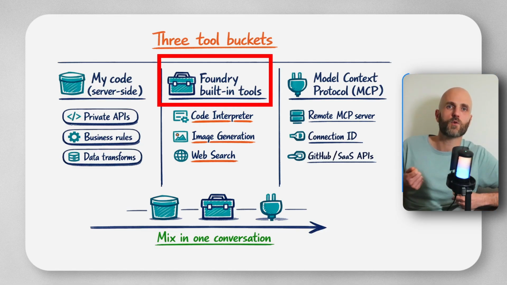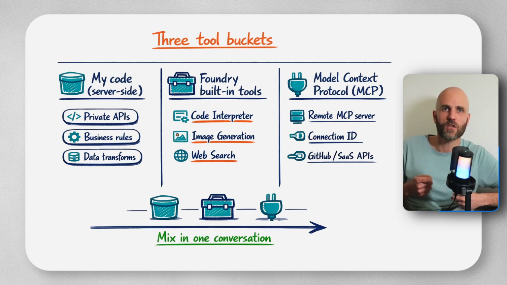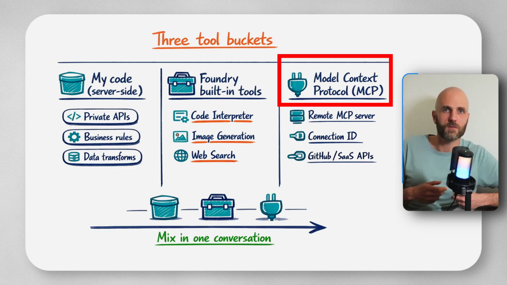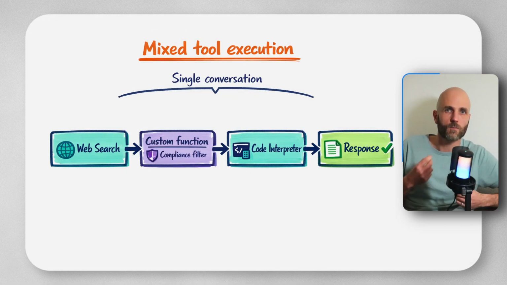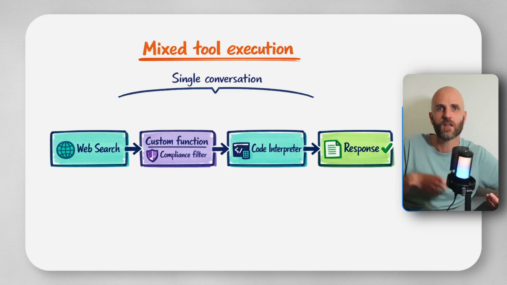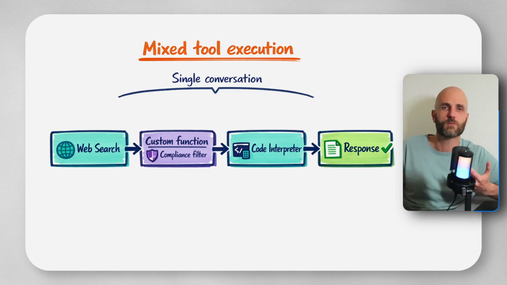And second is Foundry built-in tools, things like code interpreter, image generation, and web search. I include those tools when I create the agent version, and then the agent can call them just like any other tool. Third is Model Context Protocol connections. That's how I connect to remote MCP servers for external services like GitHub or SaaS APIs. In the agent definition, I reference them by connection ID, and then the agent can call out to those remote services through that MCP connection. And the power is that I can really mix all three. For example, I might use web search to get fresh info, then run my own function to apply a compliance filter, then use code interpreter to do a calculation and then respond.